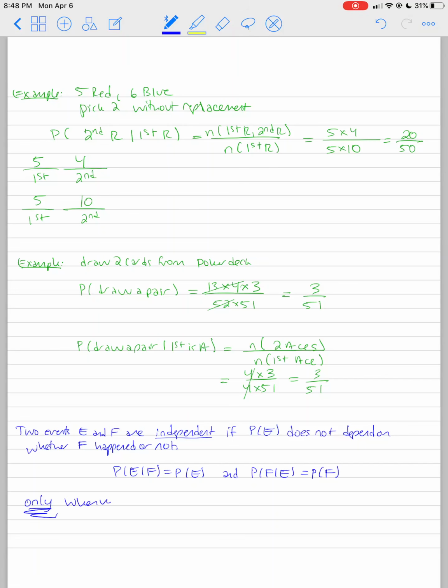Only when we have independence can you use the following shortcut for computing the probability of E and F. It is the probability of E times the probability of F.